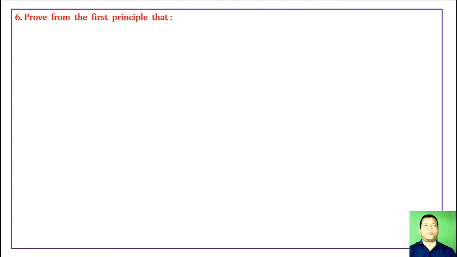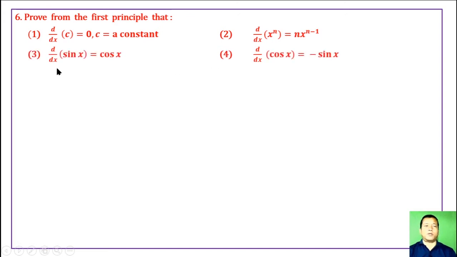Prove from the first principle that d by dx of c is 0, where c is a constant. Number 2: d by dx of x to the power n is n times x to the power n minus 1. This rule is also known as power rule. Number 3: d by dx of sin x is cos x. Number 4: d by dx of cos x is minus sin x.